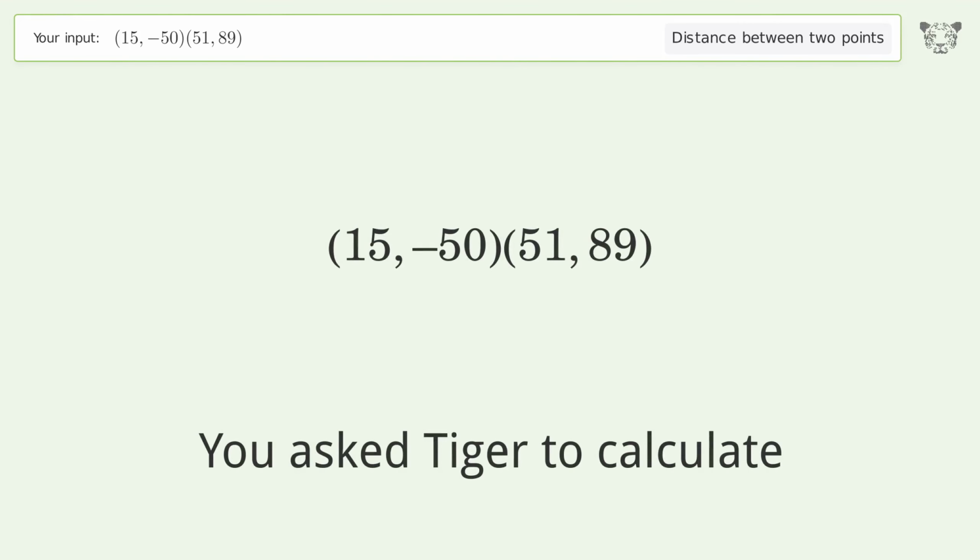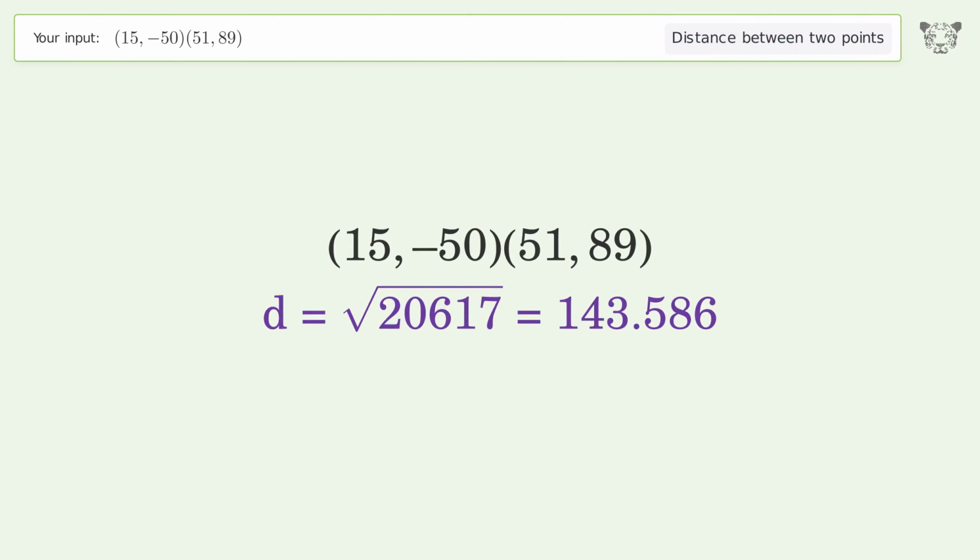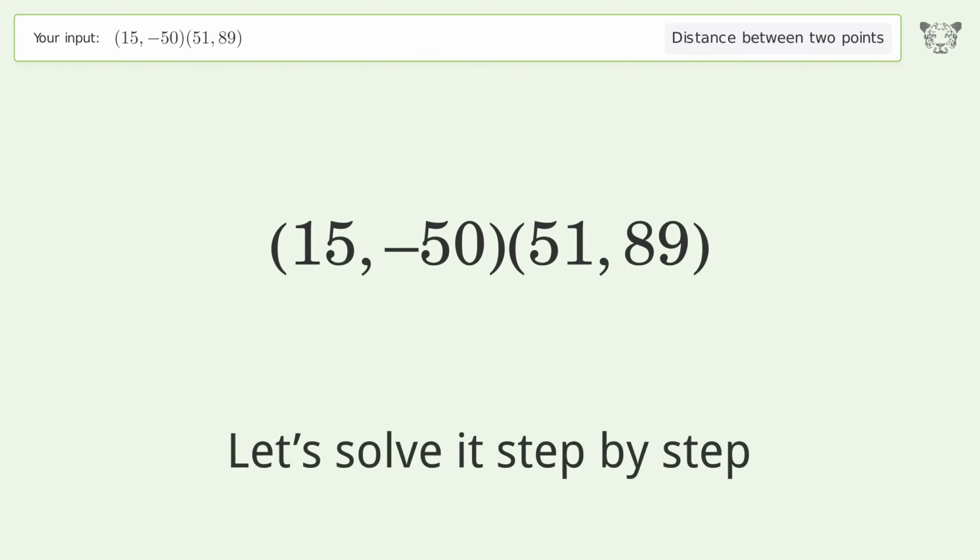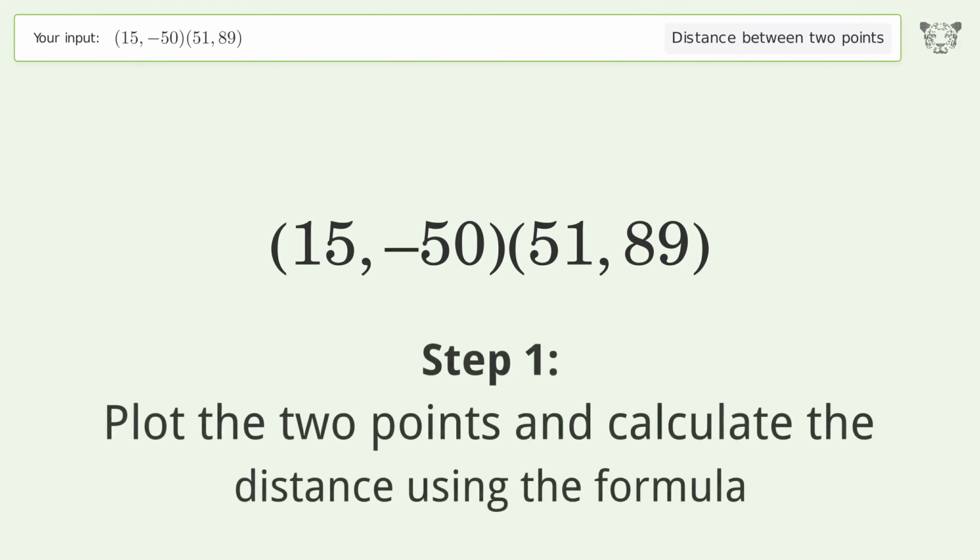You ask Tiger to calculate. This deals with the distance between 2 points. The distance between the 2 points is the square root of 20,617, or 143.586. Let's solve it step by step. Plot the 2 points and calculate the distance using the formula.